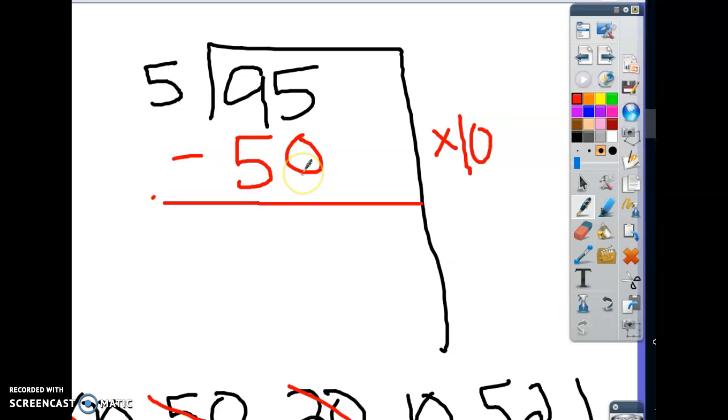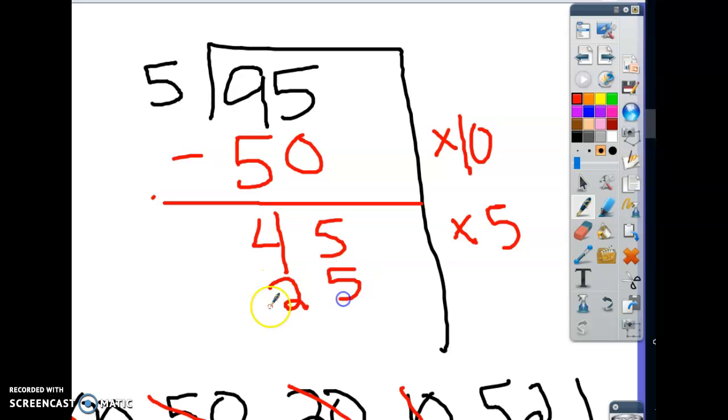So now let's subtract. After we do that, 5 minus 0 is 5. 9 minus 5 is 4. So we have 45 now. So now we need to see, can I do another 10? No, because that'll be 50. That's too high. We're trying to get to 45, but not over 45. All right, can I do a 5? All right, good. 5 times 5. What is 5 times 5? Good, 25. All right, subtract. You'll get 20.